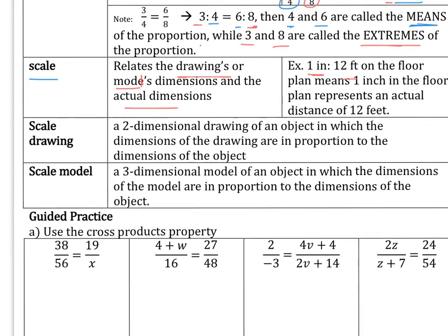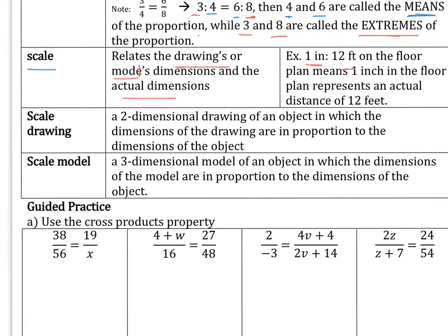Scale drawing is a two-dimensional drawing of an object in which the dimensions of the drawing are in proportion to the dimensions of the object. And now we have a scale model, which is a three-dimensional model of an object in which the dimensions of the model are in proportion to the dimensions of the object. We will look at examples that relate to scale drawing and scale model a little later. But first, we're going to practice some problems involving using the cross products property.